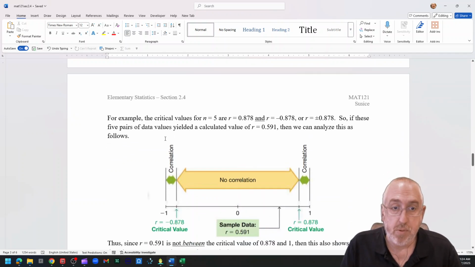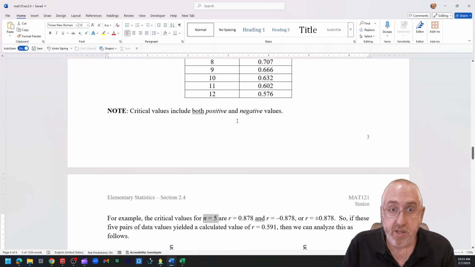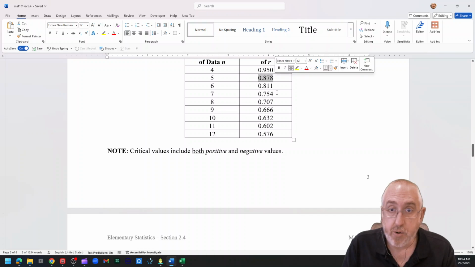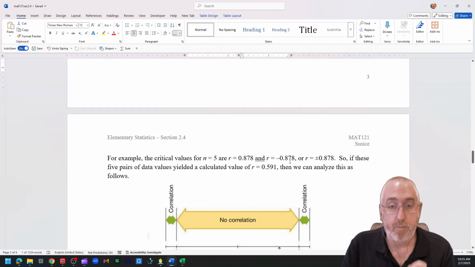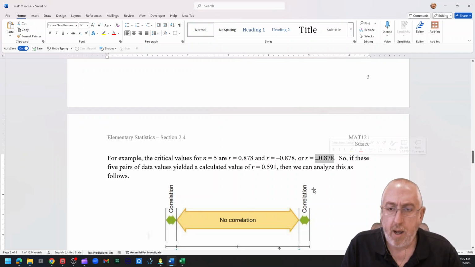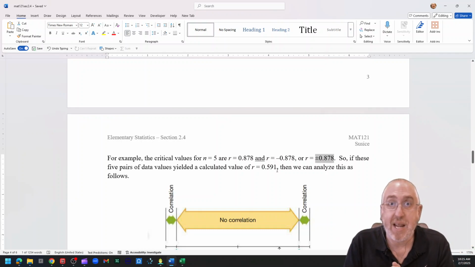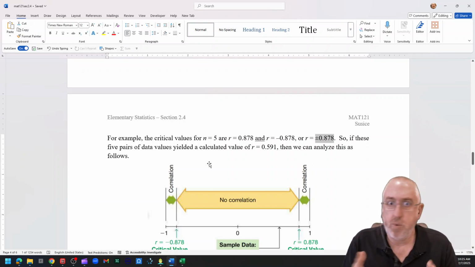One of the examples we can look at is for n equal to 5. So we had 5 data points, and going back up to the table, we can see there's that critical value of 0.878. So in this case, if n is equal to 5, then R is equal to 0.878 and negative 0.878. We need both of those, and we can combine them into one compact statement by saying R equals plus or minus 0.878.